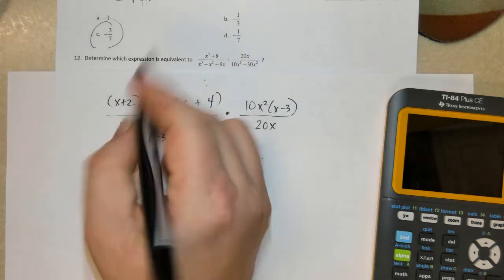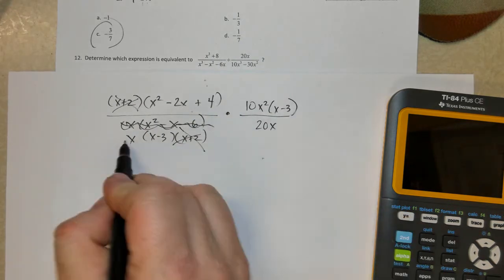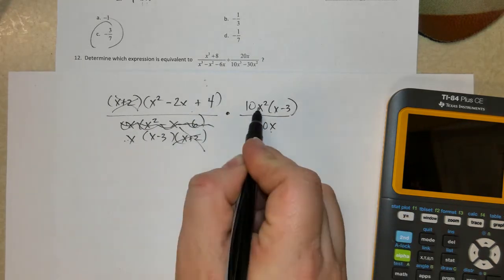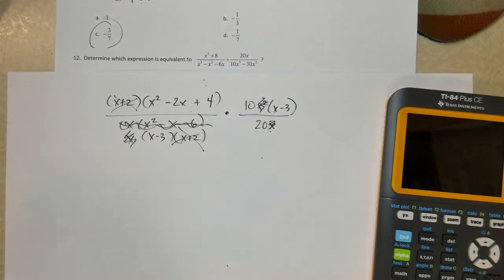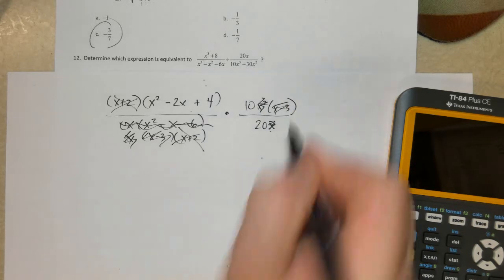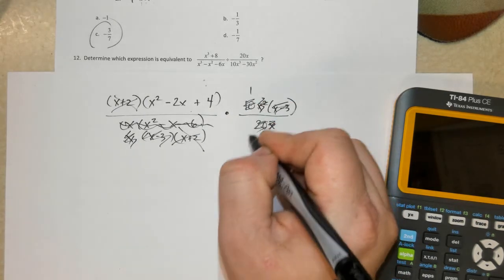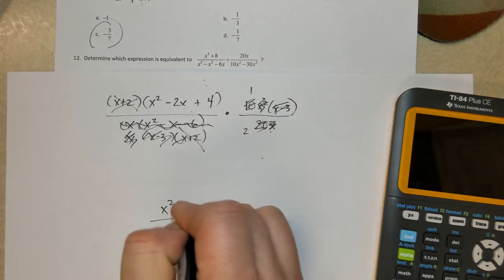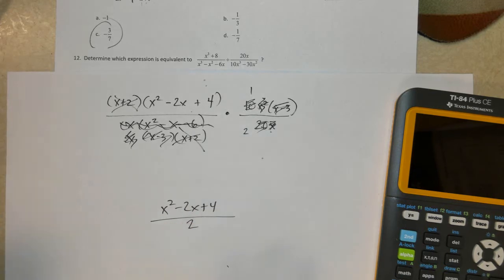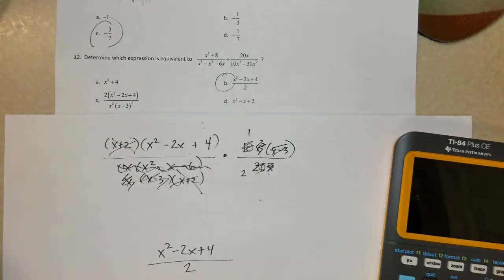x plus 2 divided by x plus 2 is a 1. I have two x's on the bottom that are by themselves, and two x's on top by themselves. Simplify. I have an x minus 3 on the bottom and x minus 3 on top. 10 over 20: 10 goes into itself once, 10 goes into 20 twice. The only thing I have left on the bottom is a 2. On top is x squared minus 2x plus 4. Is that answer available? That answer is option B.